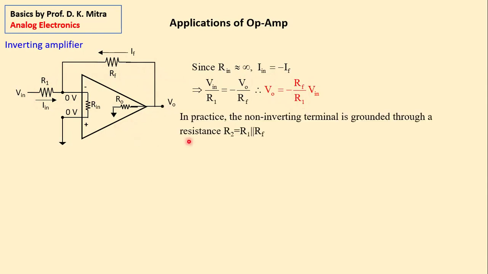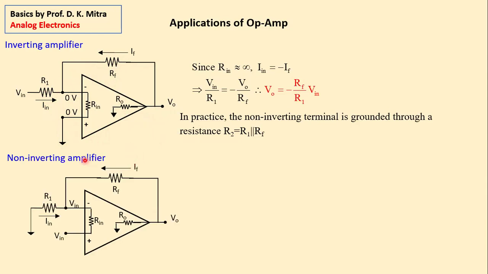Now, in practice, this is not directly connected to ground. If you directly connect it to ground, there will be a little offset output, very, very little, a few microvolts. So you normally use a resistor here, and the value of the resistor R2 is the parallel combination of R1 and RF. So if you are working in your laboratory, always use a resistor here whose value is the parallel combination of these two. This is the inverting amplifier.